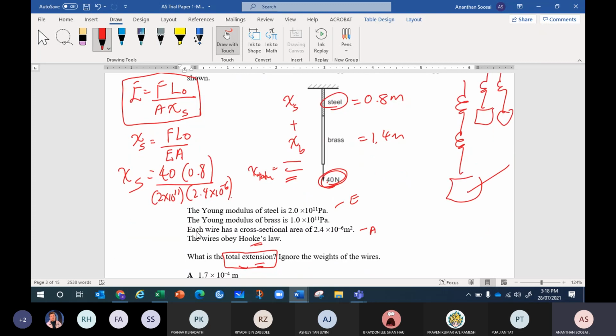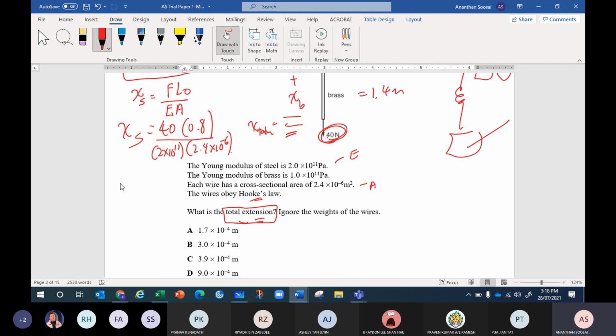You can do the same thing for the brass. You know the force 40, you know the length is 1.4. The Young modulus for brass is 1 times 10 power of 11. And what else? Area also the same, right? 2.4 times 10 power negative 6. Yes, correct. So you find both extensions.